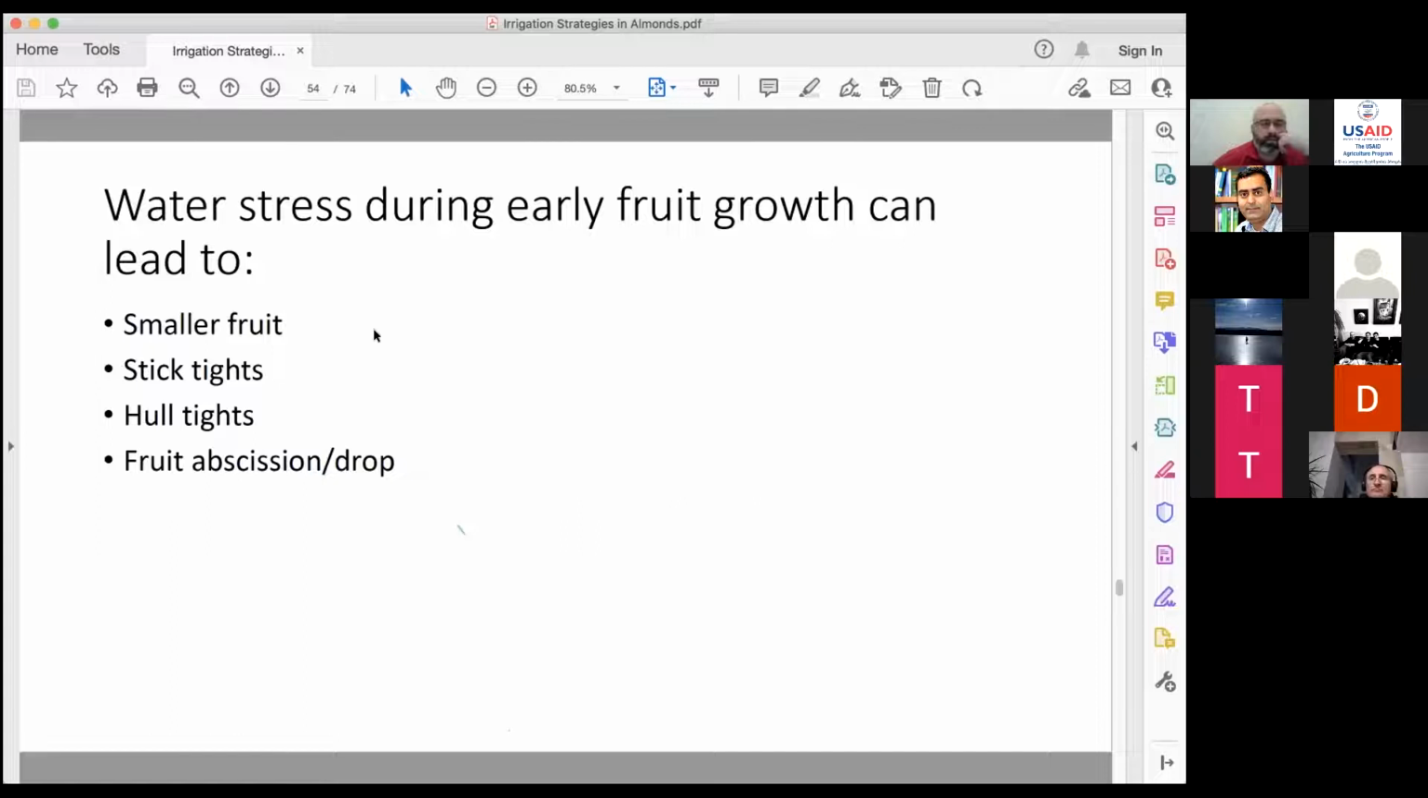The developing nuts, after the nut set, compete for carbohydrates. So if the supply is low, if there is not enough water and the leaves are not making enough food, a lot of nuts would drop.